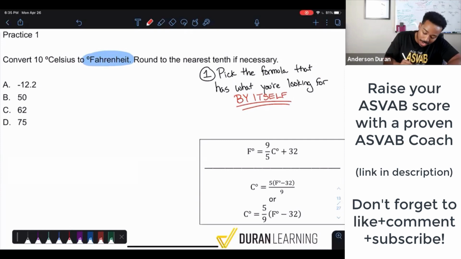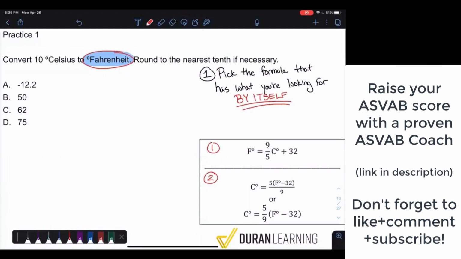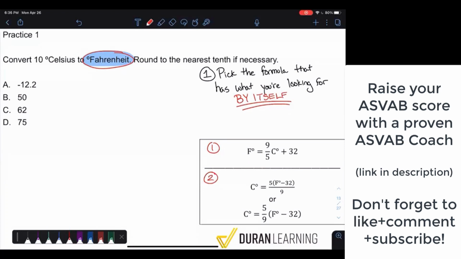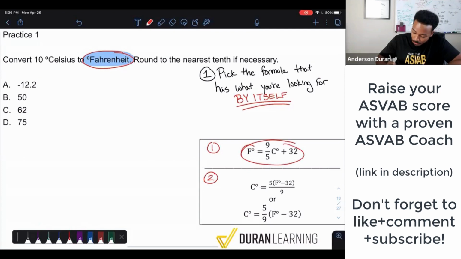And so because we are looking for Fahrenheit, everybody, which formula is the right one to use, 1 or 2? 1. Absolutely. Great job, guys. That's right. It's going to be number 1. It's going to be this one right here. Again, it's because the Fahrenheit is already by itself.